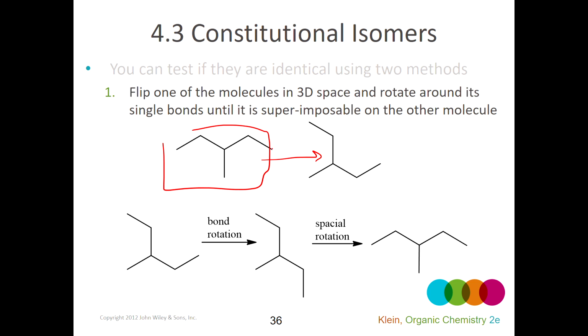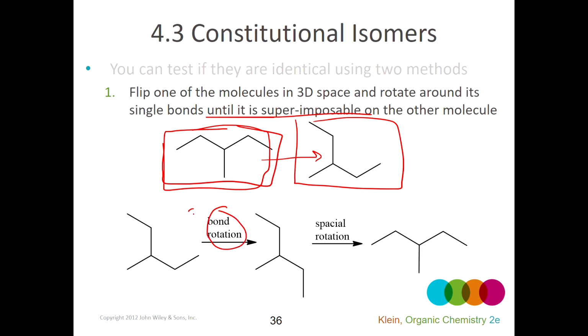So what you'd want to do in that instance is make one model, let it sit there, make the other model, and then work with one or the other and see if by rotating or flipping it over you can make them look identical or superimposable. So here's what you could do. If I've got this structure here, just recopied, I can do a bond rotation. It's got to be a single bond. I can't rotate double or triple bonds. I can only rotate single bonds.